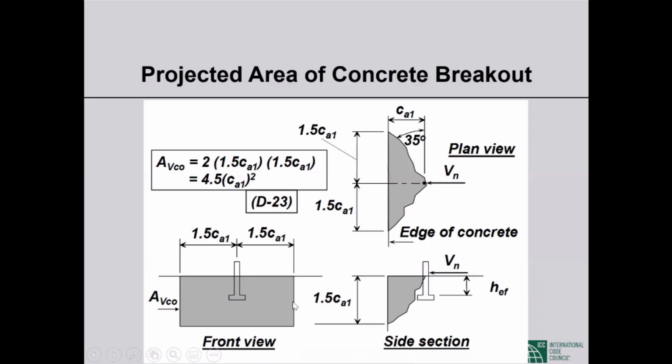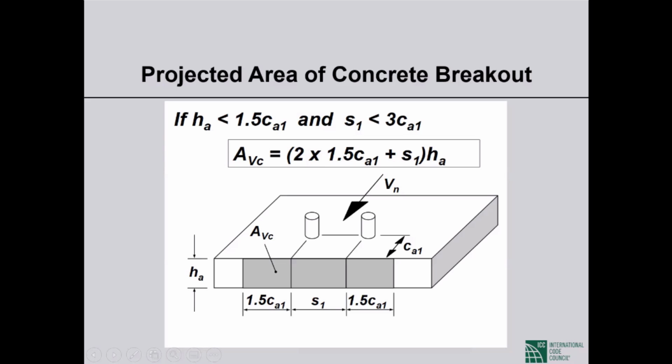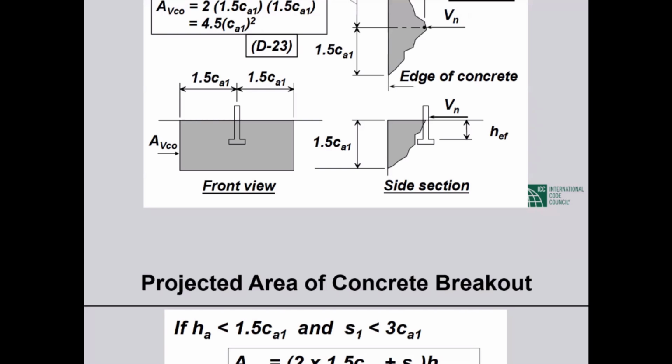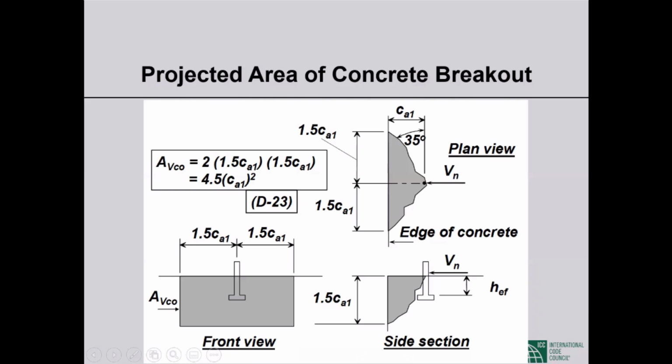So A sub B0 is, sorry, something, things pop up. Okay. So this distance is 3 times C sub A1. This is 1.5 times C sub A1. So A sub B0 is 3 times C sub A1 times 1.5 C sub A1, which is 4.5 C sub A1 squared. Okay. It depends only on C sub A1 and on nothing else. Just like A sub N0 depended only on embedment depth and on nothing else.